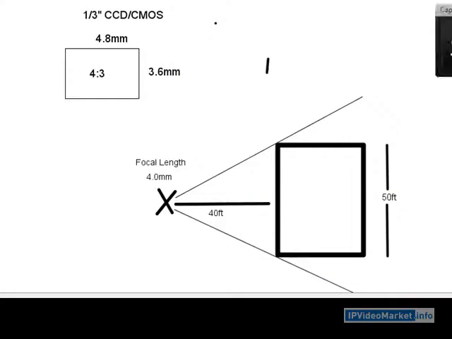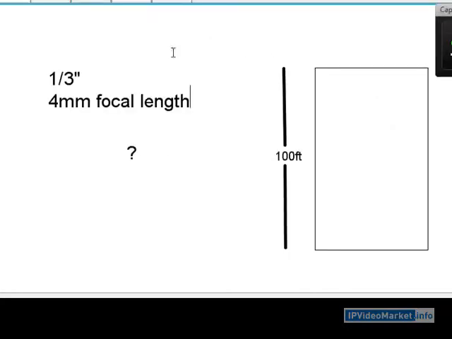Let's go ahead and review this real quickly. Our known values were the sensor size, the lens's focal length, and the field of view that we wanted to cover. And so we were looking to find out how far from the parking lot we should place our camera, and that distance came out to 80 feet.